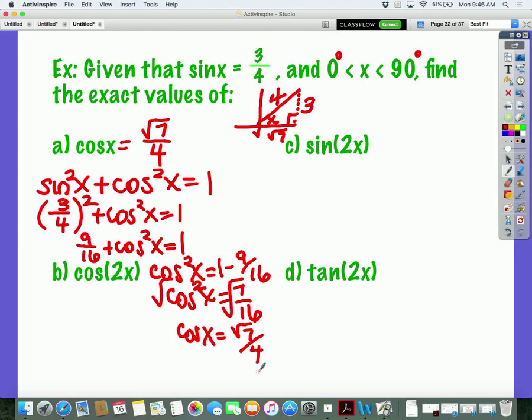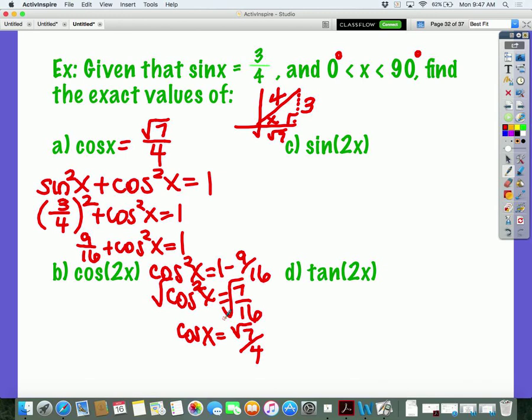The only thing you have to remember is that when you take the square root, it is plus or minus. But because we're in the first quadrant, we only want the positive. So either way, you can find square root of 7 over 4. Now do realize that sometimes defaulting back to the Pythagorean theorem might not always work. So you would have to use that identity. That's why I showed you both. Okay?